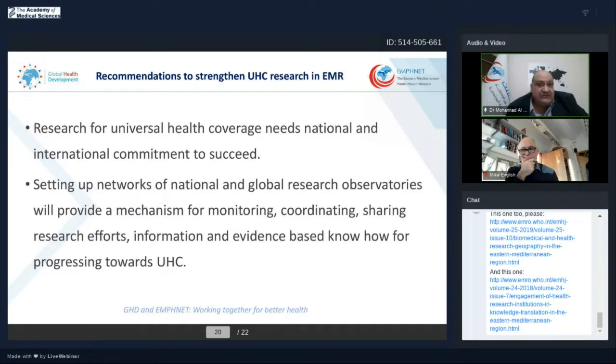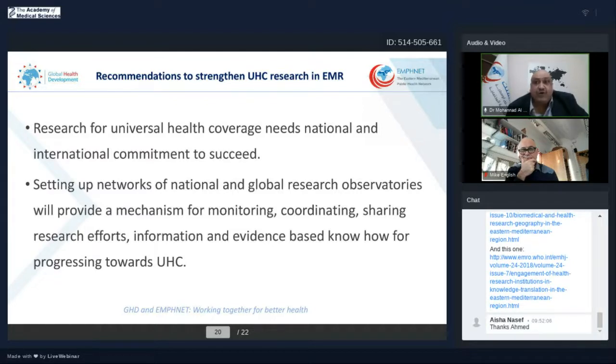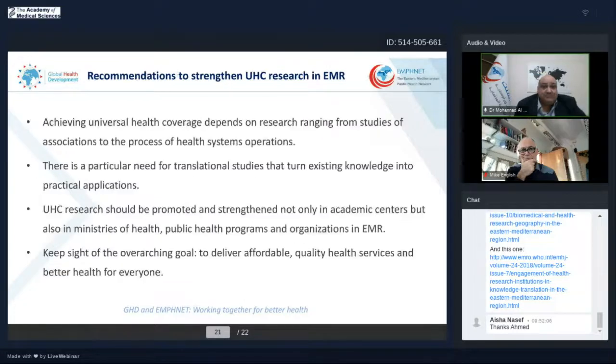And here, just a few words about the recommendations. Research for universal health coverage needs national and international commitment to succeed. And I was wondering if we have such a commitment so far or not. Setting up networks of national and global research observatories will provide a mechanism for monitoring, coordinating, and sharing information and evidence-based know-how to progress toward universal health coverage. Next, please.